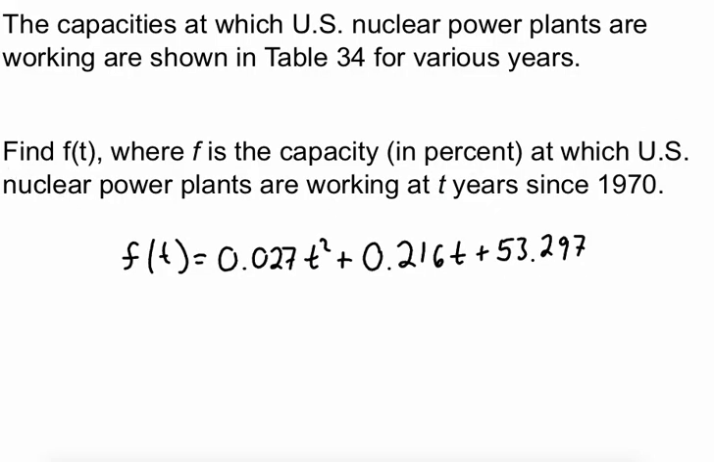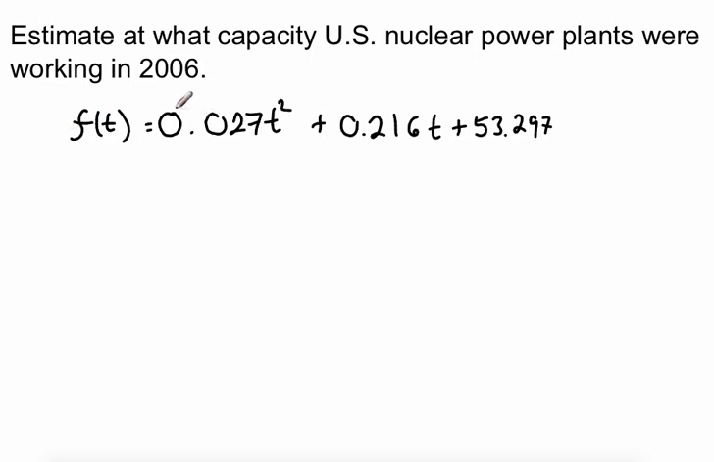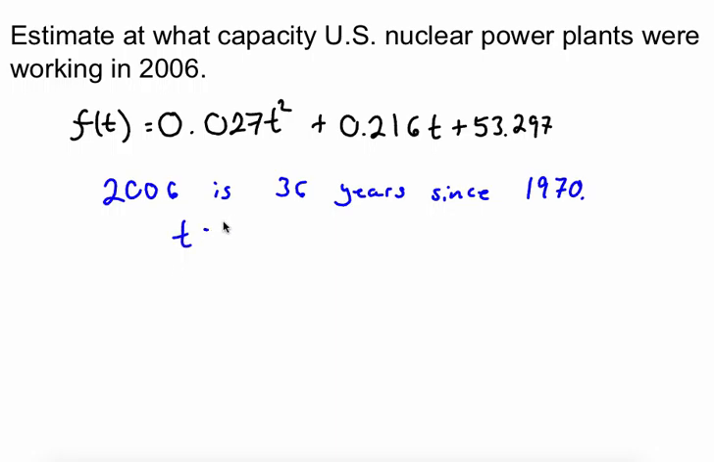The next question is, estimate at what capacity U.S. nuclear power plants were working in 2006. The first thing we need to note is that 2006 is 36 years since 1970. So t in our problem is 36.